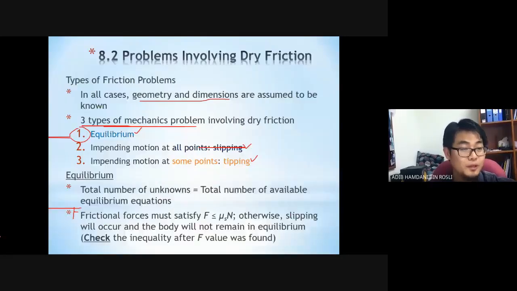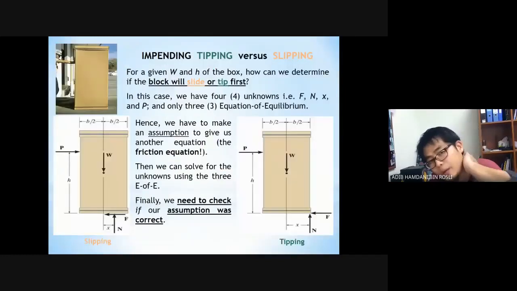Okay, now we go to the other two, which are both impending motion, right? But one is slipping and one is tipping. So we look at them individually. What is tipping and what is slipping?